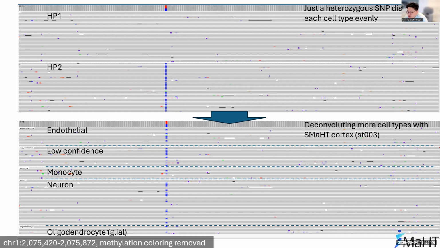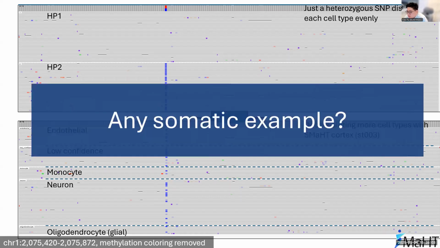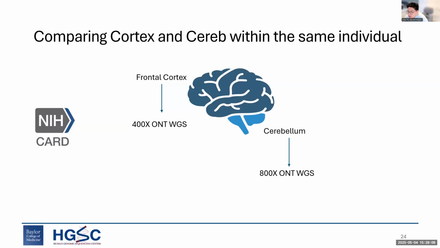We are assigning the reads into 4 different cell types in a different region with more cell type level DNA methylation differences listed in the atlas. So based on this, if we take a step forward, the question is, can we actually find a somatic variant based on DNA methylation and classifications?